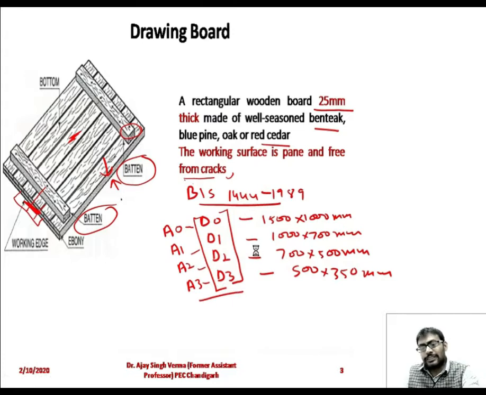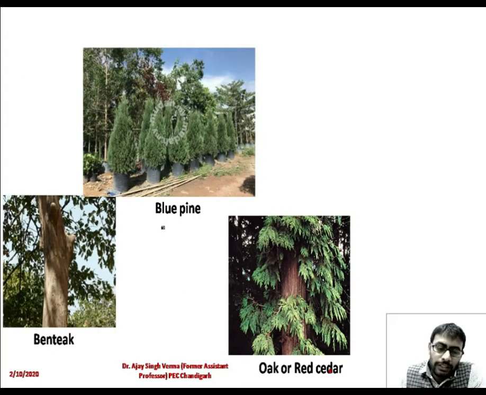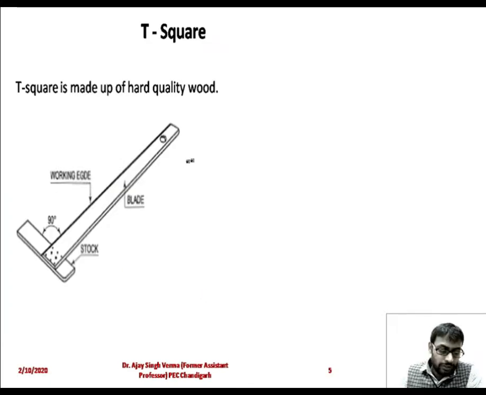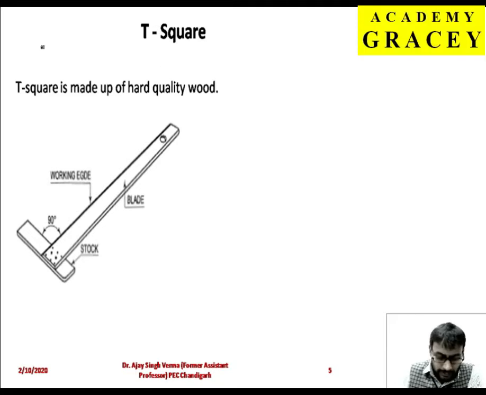In the next slide, you can see the wood materials used in drawing board instruments: blue pine, which we already discussed in the previous slide, and oak, red cedar and bentec. In the next slide, you can see your T square.